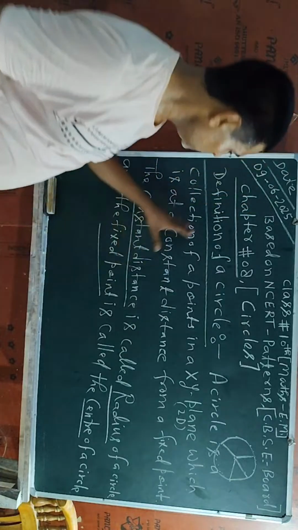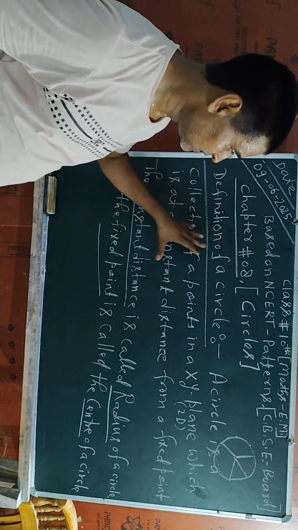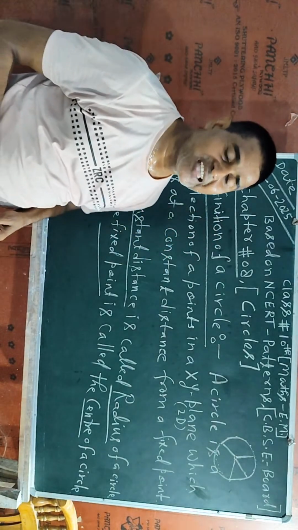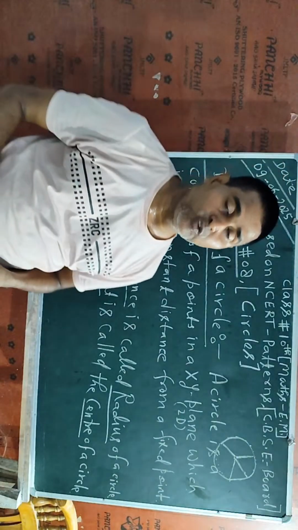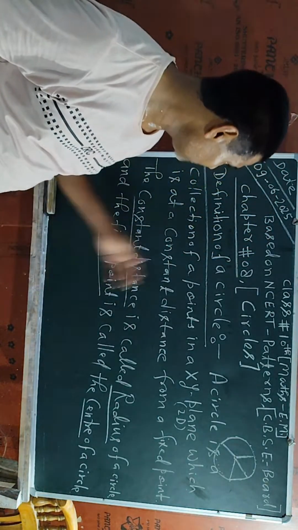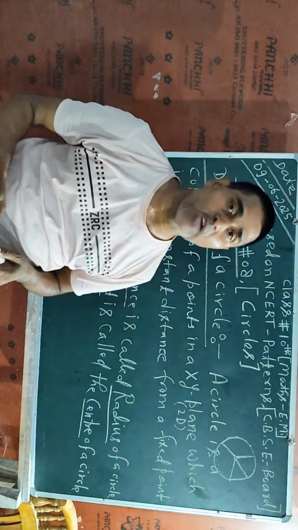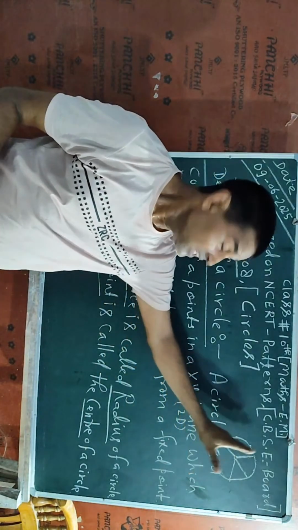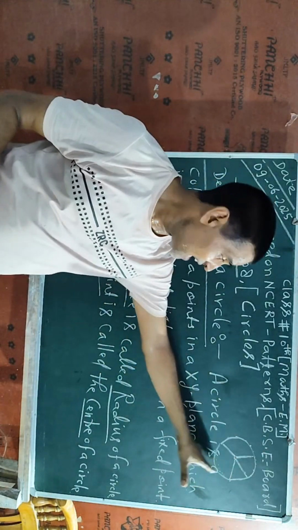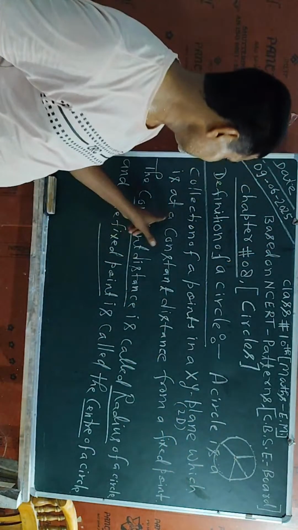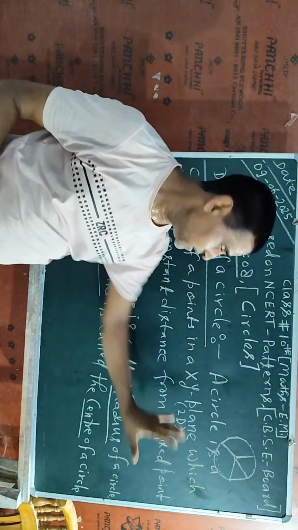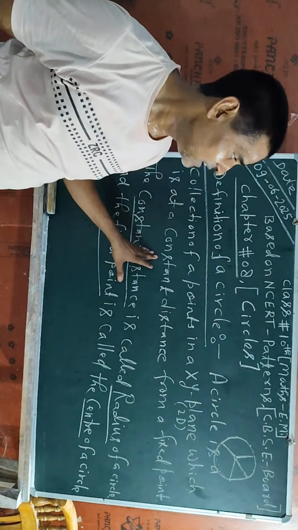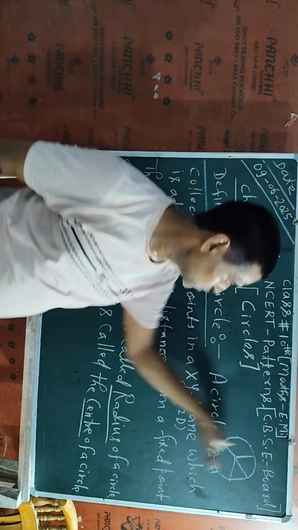Okay, student. So if you know this very well, write this information in your notebook, because if anyone asks in any exam you are going to give, what is the definition of a circle, you have to say a circle is a collection of all points in the xy plane which are at a constant distance from a fixed point. So the fixed point is called the center of the circle, and the constant distance is called the radius of the circle. So this is the geometrical meaning.